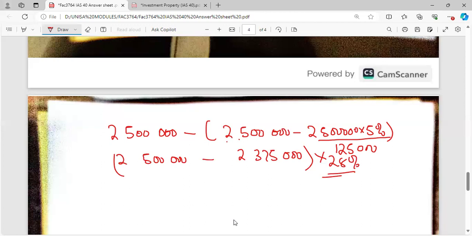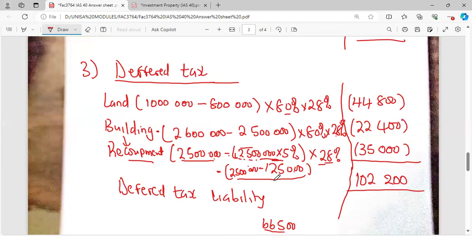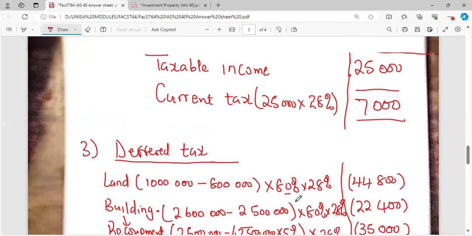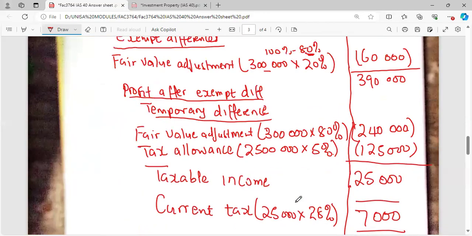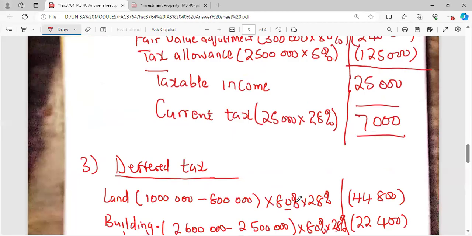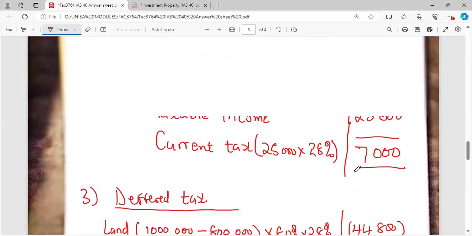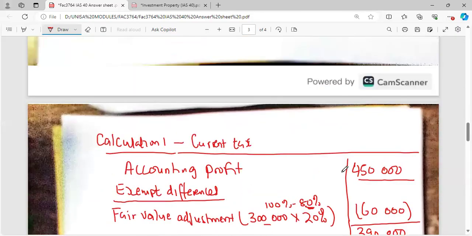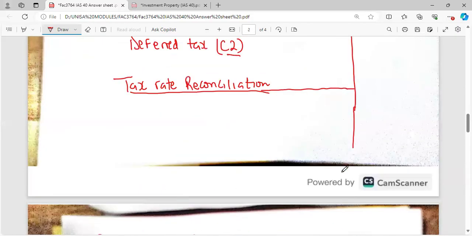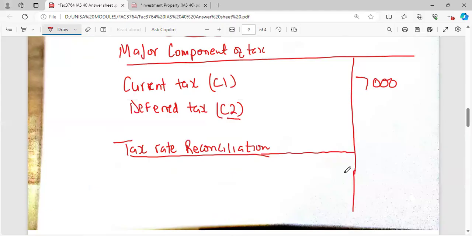So you see how we get it. Yeah. So we now have a total of 102,200. So we take it to our deferred tax. So it's going to be 102,200.